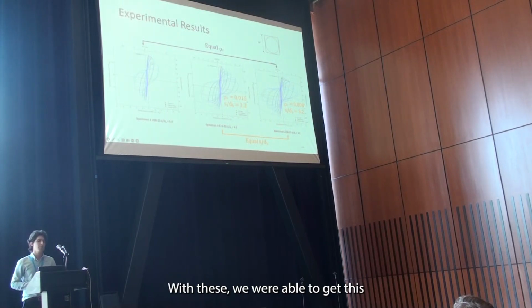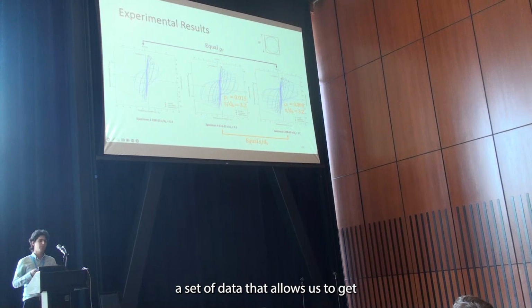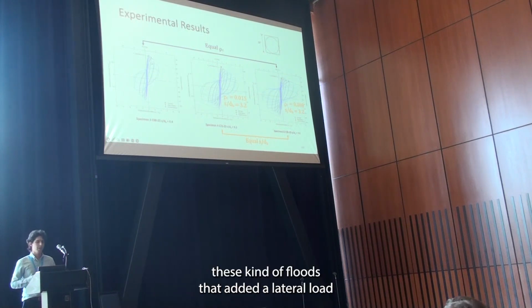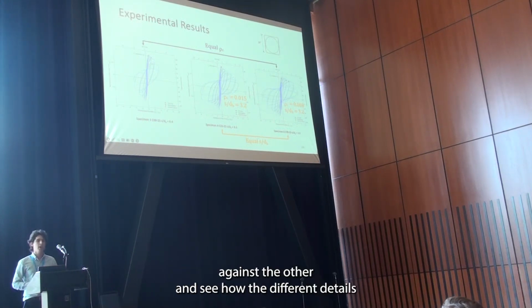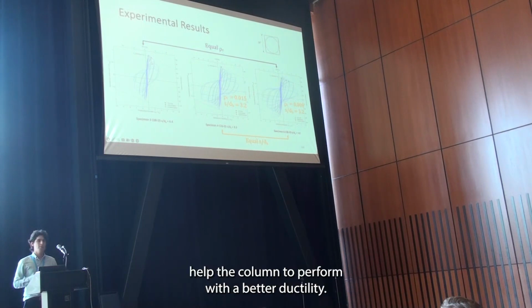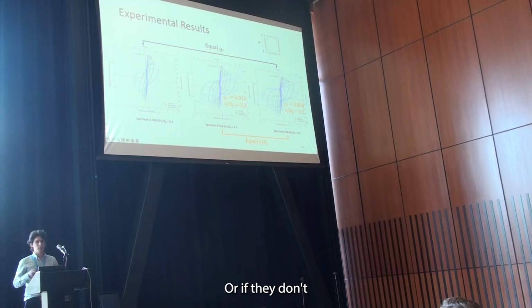With this, we were able to get a set of data that allows us to get these kinds of plots of lateral load against displacement ductility, and we can compare one column against the other and see how the different details help the column to perform with better ductility or if they don't.